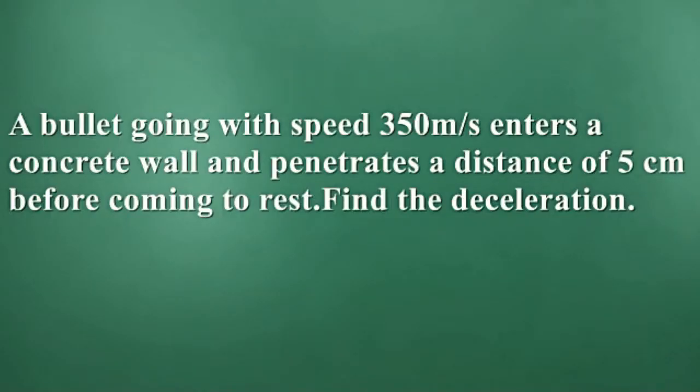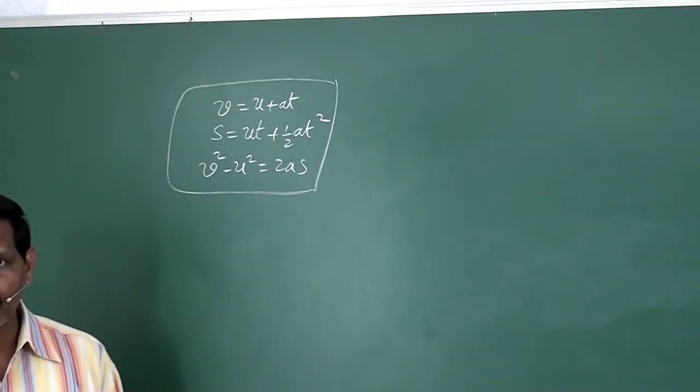A bullet going with the speed of 350 meter per second enters a concrete wall and penetrates a distance of 5 centimeter before it comes to a stop. Find the deceleration. Deceleration means negative acceleration. Negative acceleration is called retardation or deceleration. Bullet is going with a speed of 350 meter per second, enters a concrete wall and penetrates a distance of 5 centimeter before it comes to a stop.